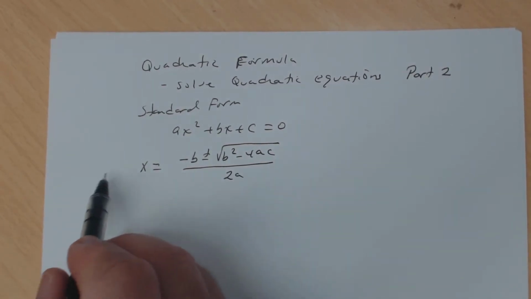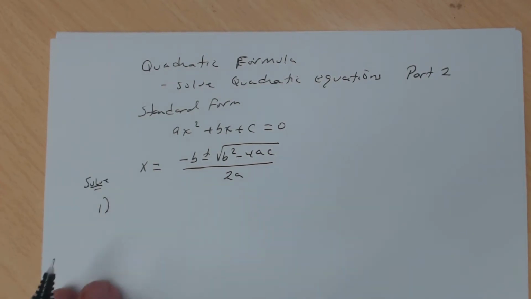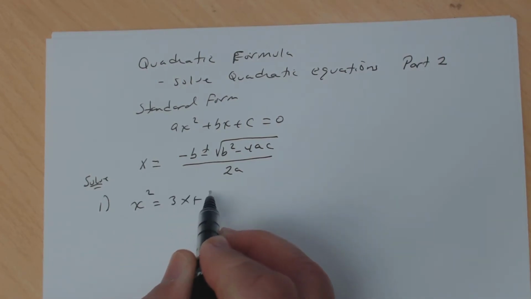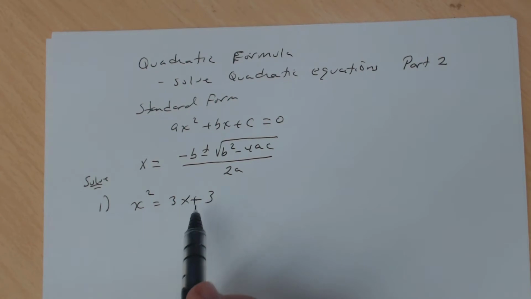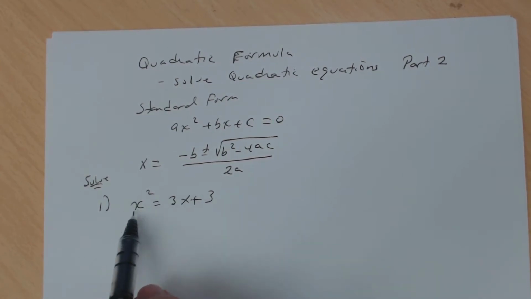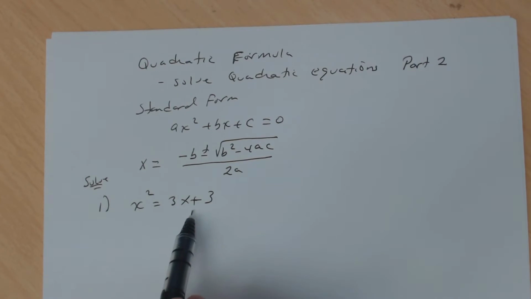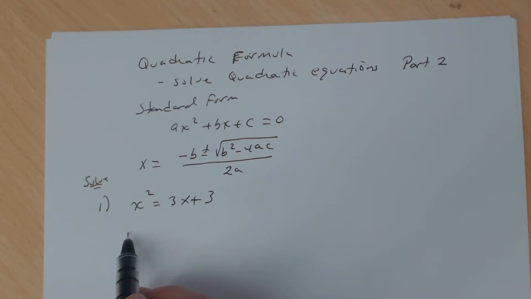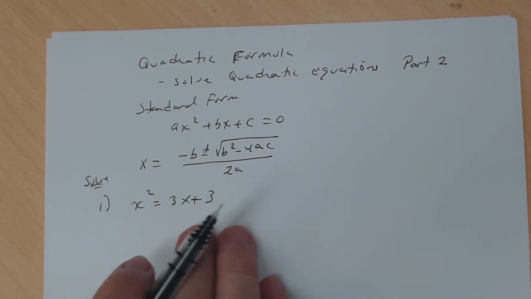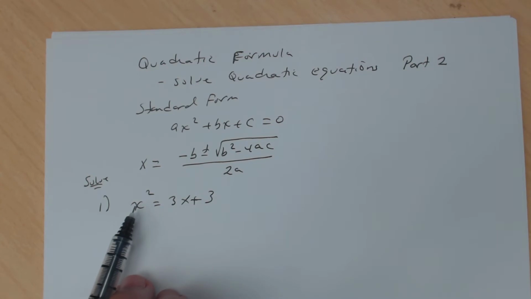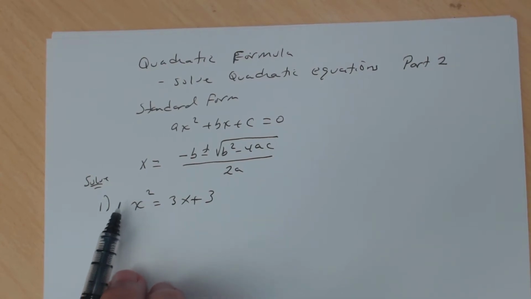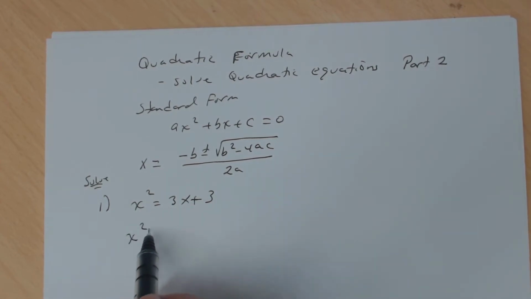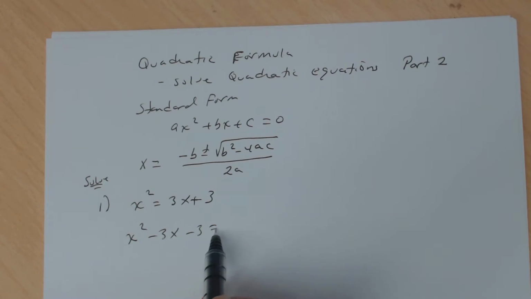Okay, so let's look at this example. Number 1. Remember you're solving each equation. Let's suppose we had x squared equals 3x plus 3. Notice that this quadratic equation is not in standard form, so you need to put it in standard form. You bring all the terms to one side, and since the coefficient of x squared is positive on the left-hand side, bring everything to the left. So I'm going to have x squared minus 3x minus 3 equals 0.